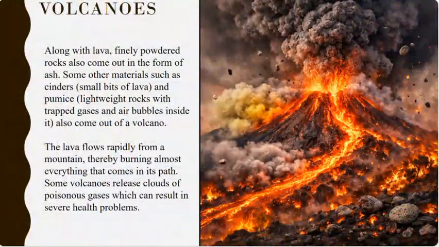During an eruption, finely powdered rocks, ash, cinders, and pumice also come out of the volcano. The flowing lava burns nearly everything in its path, and some volcanoes release poisonous gases that can cause serious health problems.